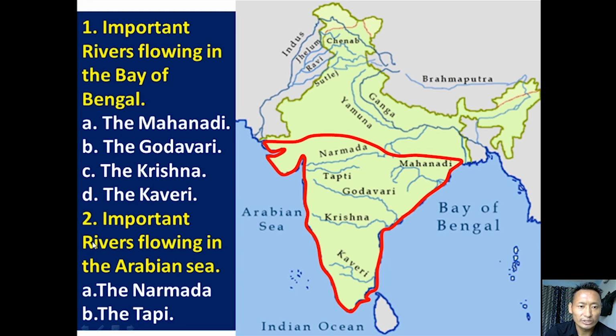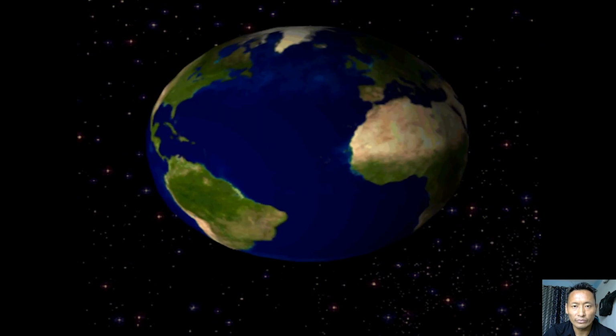Next, the important rivers whose water is discharging into the Arabian Sea are River Narmada and River Tapi. These are the 2 important rivers of India whose river waters are finally discharging into the Arabian Sea. So these are the 2 classifications of peninsular river systems based on the discharge of river water to the sea, or the orientation of river water into the sea.